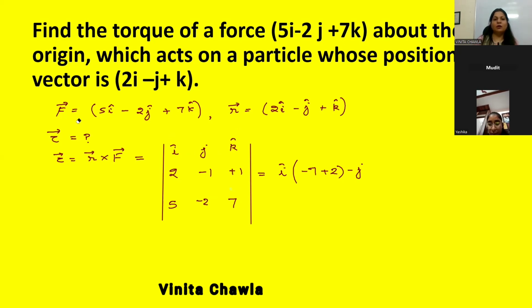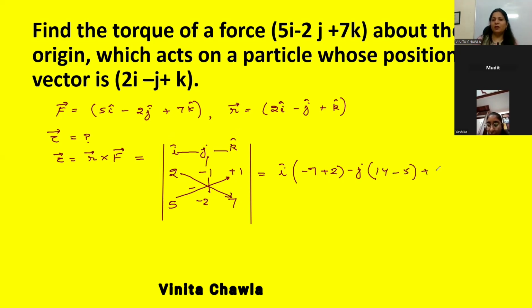Now hide your first row and second column. Now we have these numbers 2, 5 and +1, 7. Again cross multiply these numbers. Mark the arrows in forward direction. Okay, bottom to top is negative. So 7 2s are 14. Plus minus minus 5 1s are 5.